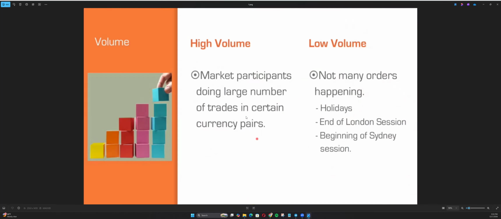And in this case for volume, it's market participants doing large numbers. So when I said volume talks about the quality of the market participants, liquidity talks about the quantity of the market participants. So you could have 5 people and 50 people. The 50 people is high liquidity, right? And the 5 people is low liquidity.